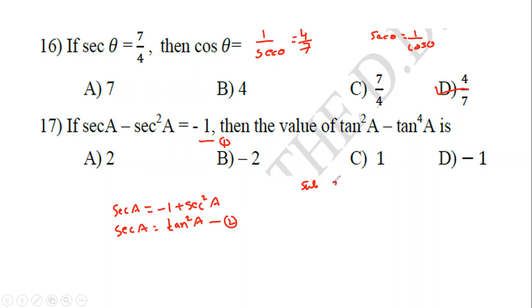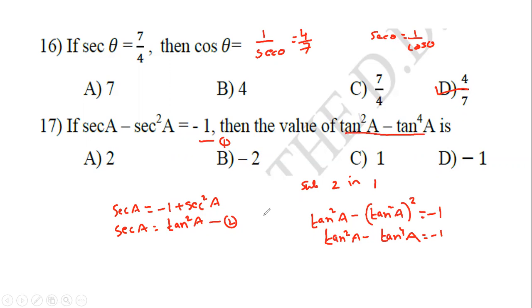Substitute 2 in equation 1. What's the value of secant A? Secant A is tan square A. Substitute in this place. It will become tan square A minus, secant A value is tan square A, whole square, is equal to minus 1. So tan square A minus tan to the power of 4A is equal to minus 1. Did you get the value of this one? Yes. So which option is right? Option D is correct. D is equal to minus 1.